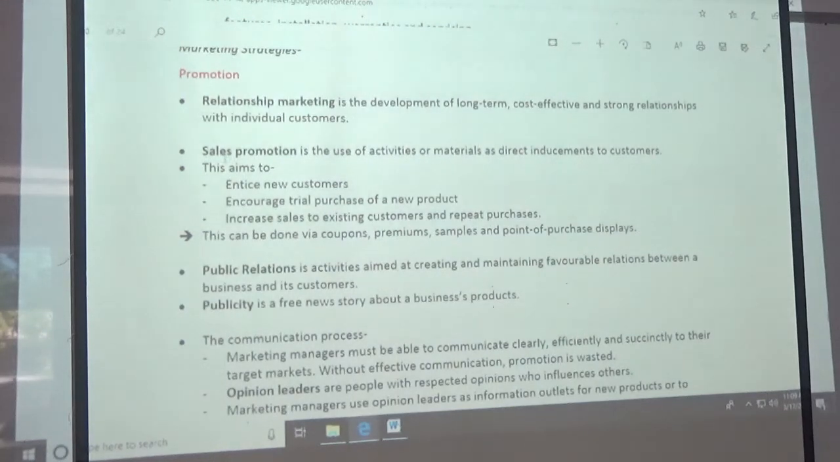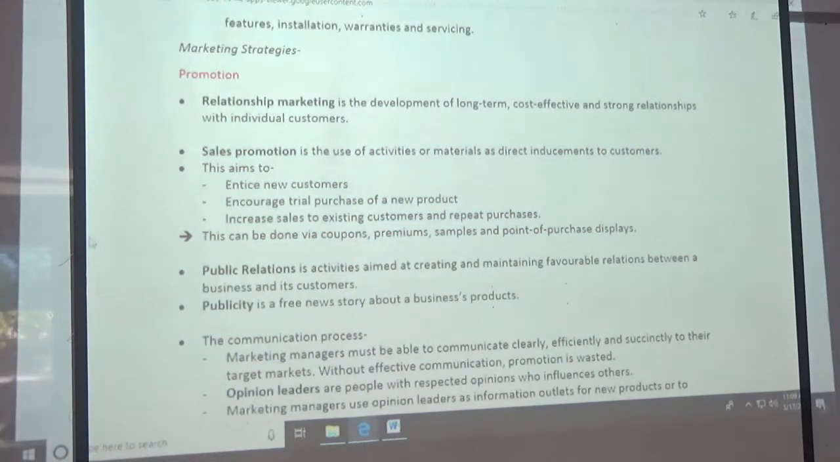Sales promotion: use of activities or materials as direct ways to try to get customers, with sales promotion in the shop. Get them to try a new product that they would normally not try.